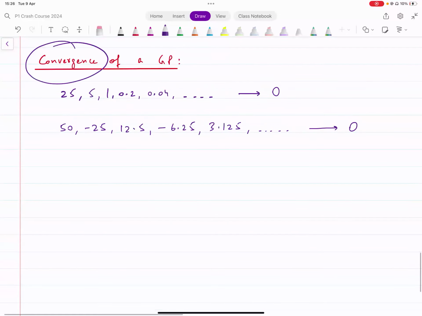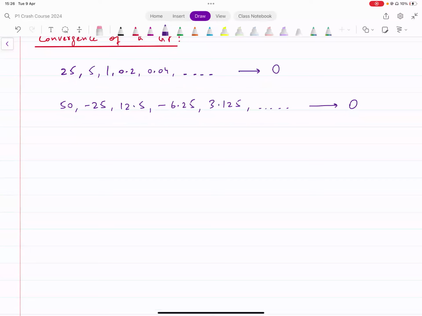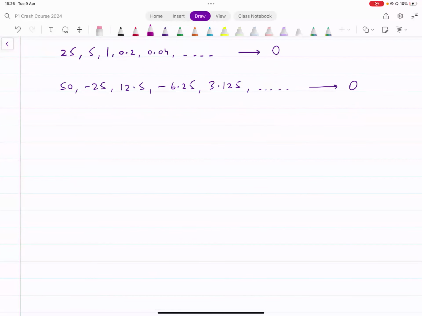So this is another terminology that you need to know about. A geometric progression converges to 0 when r is between -1 and 1 as well. So the same condition that applies for sum to infinity applies for convergence of a sequence as well.